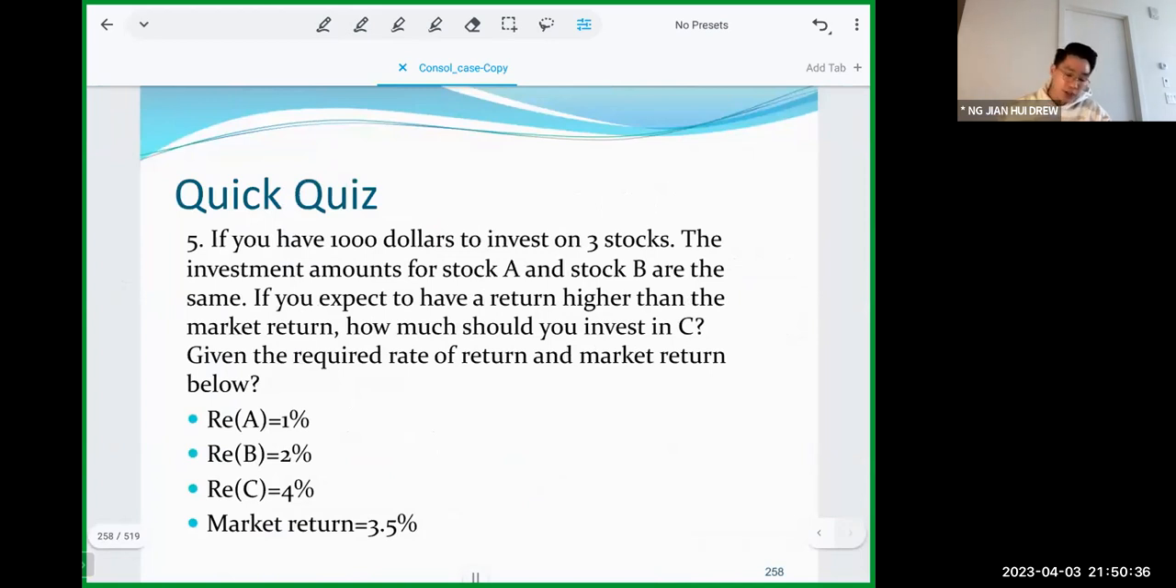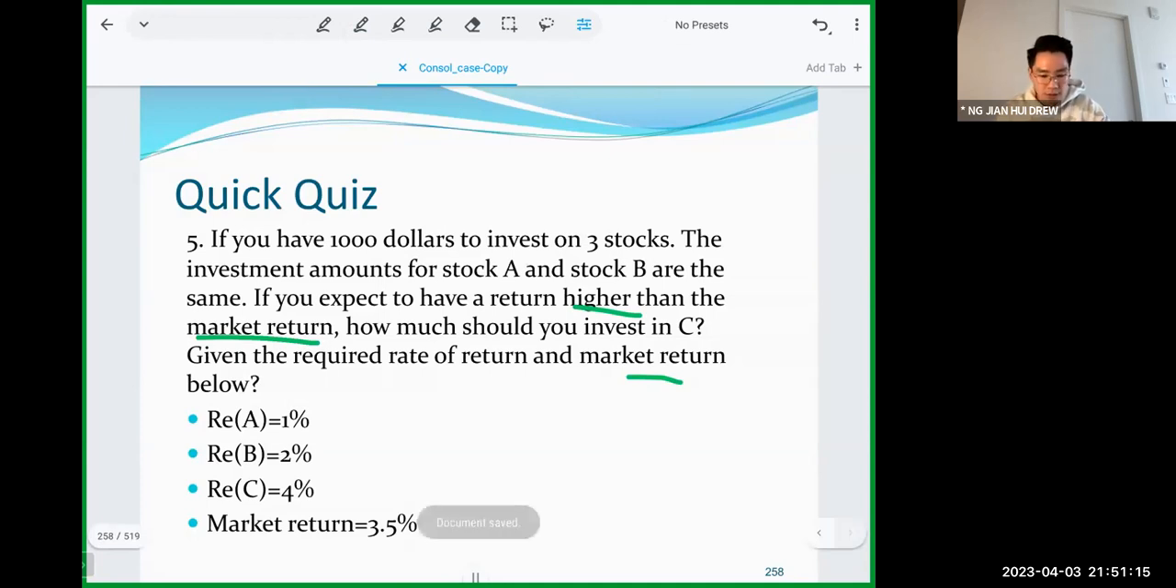Okay, we have another question here. This one needs a bit more equation. We see that we have $1,000 invested in 3 stocks, A, B, which are the same amount, and C. So how much will you invest in stock C, given the required returns and the market return? If you expect to have a return higher than market return, what does this mean? It means that first of all, we need to find the weight of C.